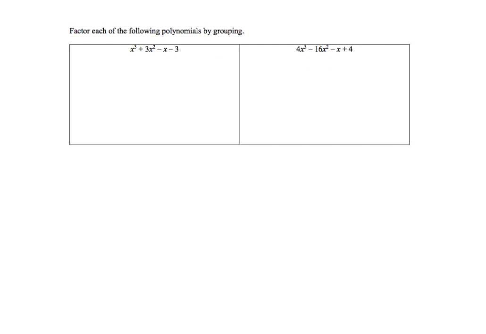I'd like you to try these next two problems. Press pause on your video, and when you're ready to see the answers, press play again.